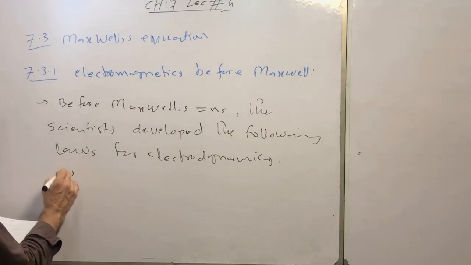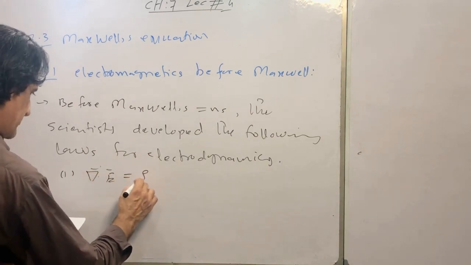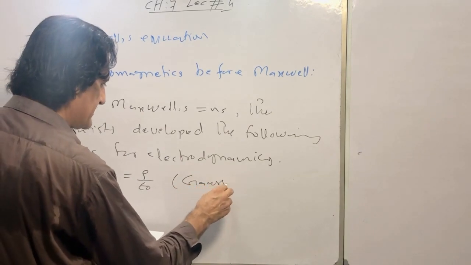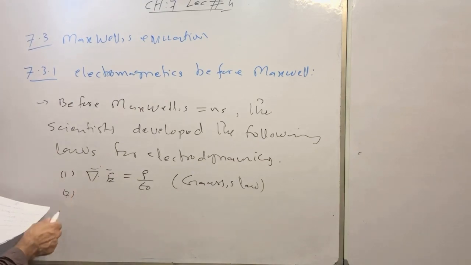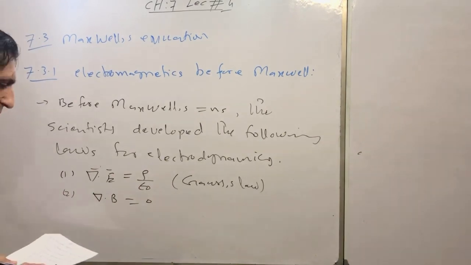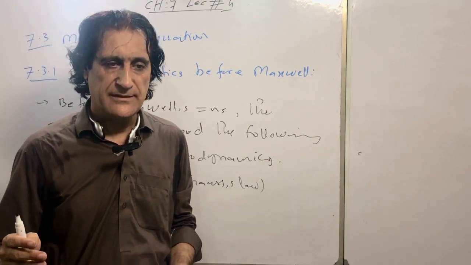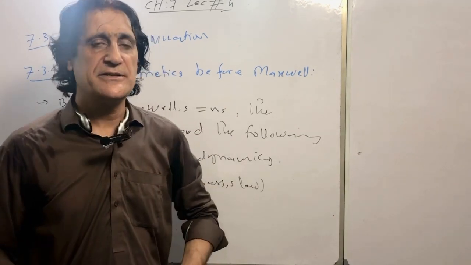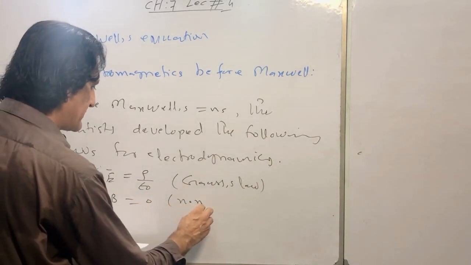The first one is divergence of E, which is equal to rho divided by epsilon naught, and we know that this is Gauss's law. The second one is divergence of B, which is equal to 0. It has no name because there is no magnetic monopole, so always the divergence of the magnetic field will be equal to 0, so no name here.